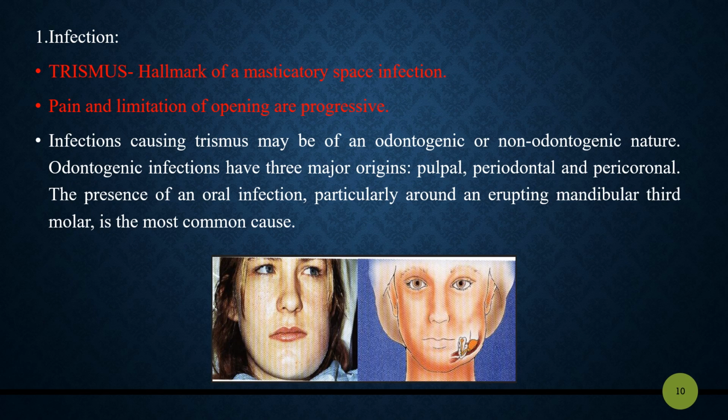The hallmark of masticatory space infection is limited jaw opening. In case of infection, the pain and the limitation of opening are usually progressive. The infections causing trismus may be odontogenic or non-odontogenic in nature. Odontogenic infections have 3 major origins: pulpal, periodontal, and pericoronal. The presence of an oral infection, particularly around an erupting mandibular third molar, is the most common cause.